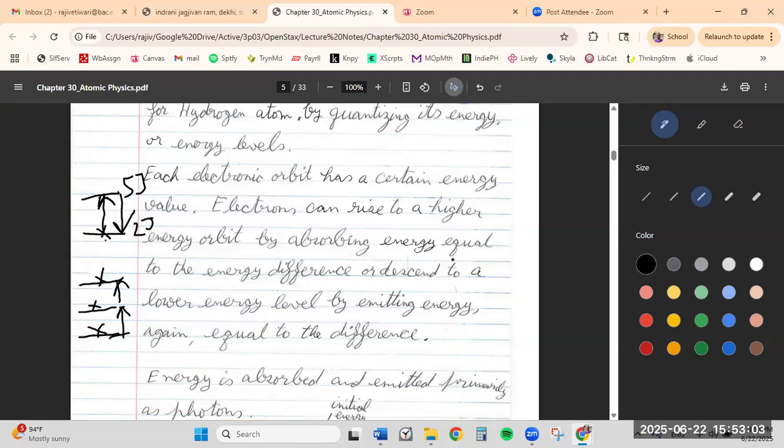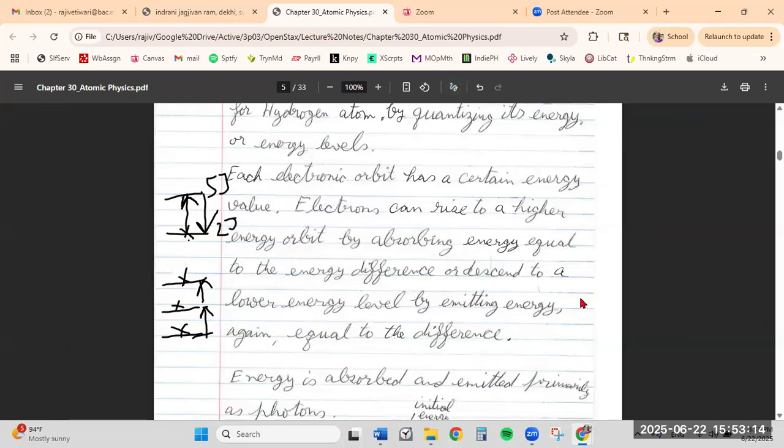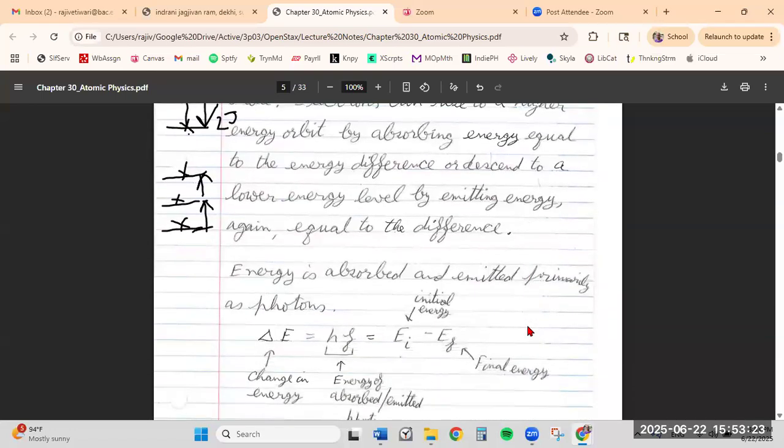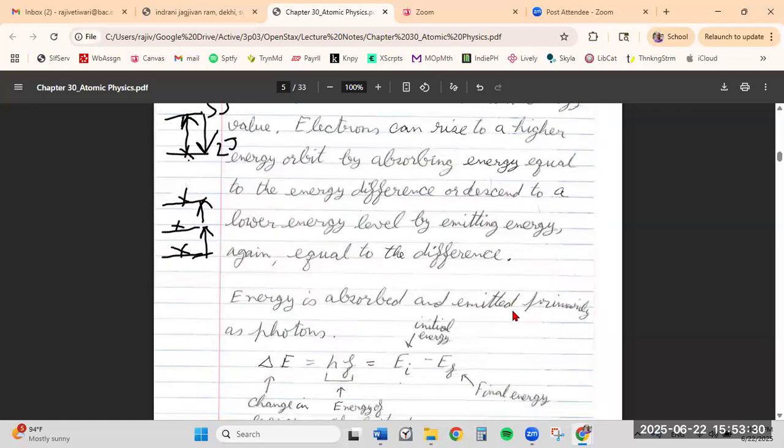So electrons can rise to a higher energy orbit by absorbing energy equal to the energy difference, or descend to a lower energy level by emitting energy, again, equal to the difference. Now, energy is absorbed and emitted primarily as photons. So a hydrogen atom can either absorb photons or it can emit photons.